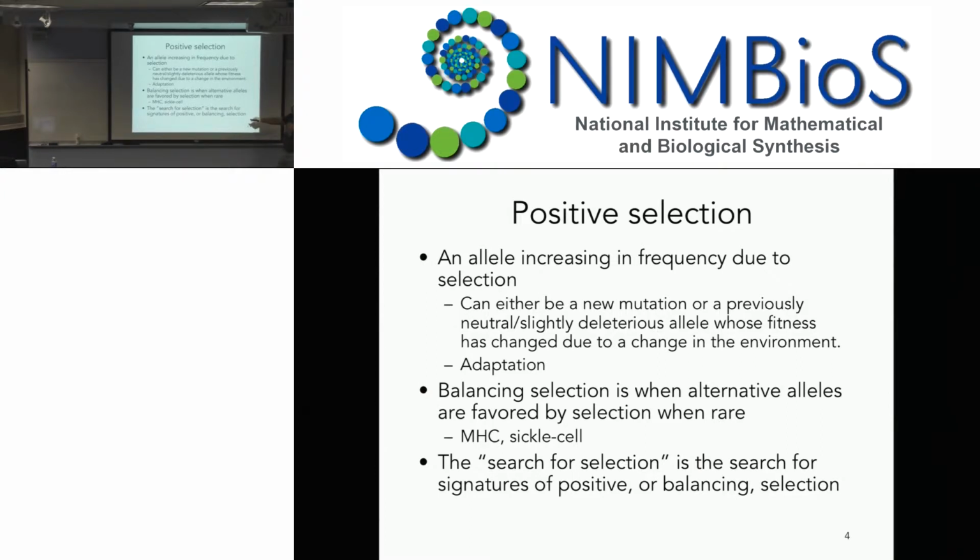So MHC is well known to be under balancing selection. That's not the same as overdominance. Balancing selection simply means, for whatever reason, when an allele is rare, it has an advantage that pushes it into the population. So the search for selection, then, is the search for signatures of either positive or balancing selection. Positive means they sweep through, or at least sweep through before the environment changes, and balancing means selection is preventing them from being lost when they're rare.